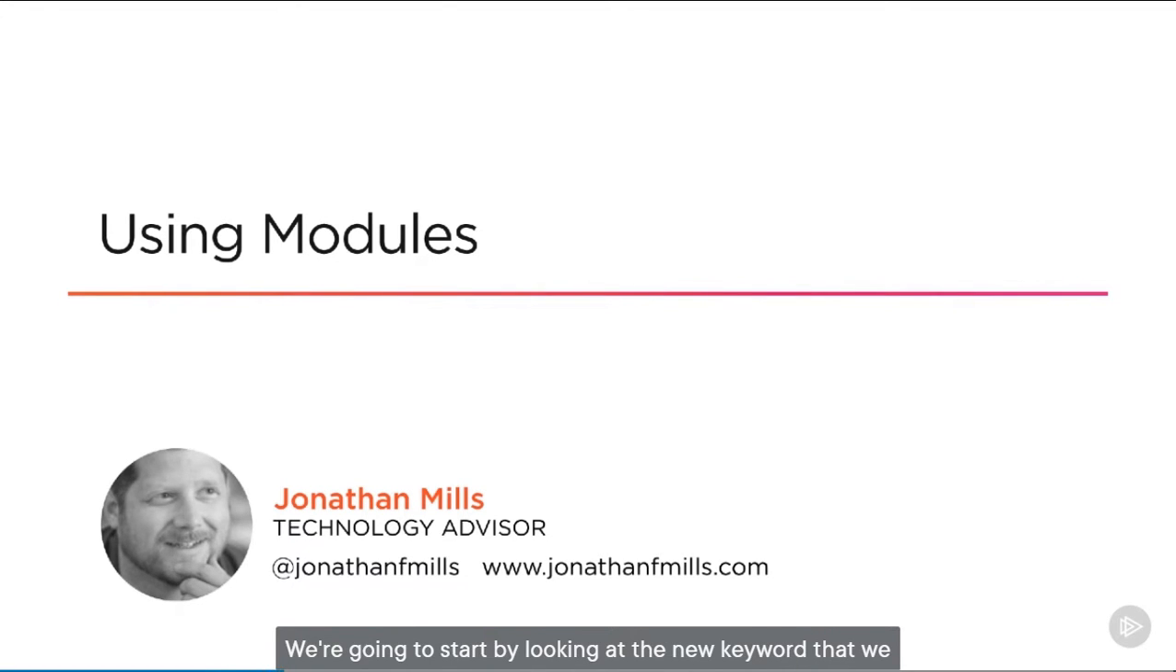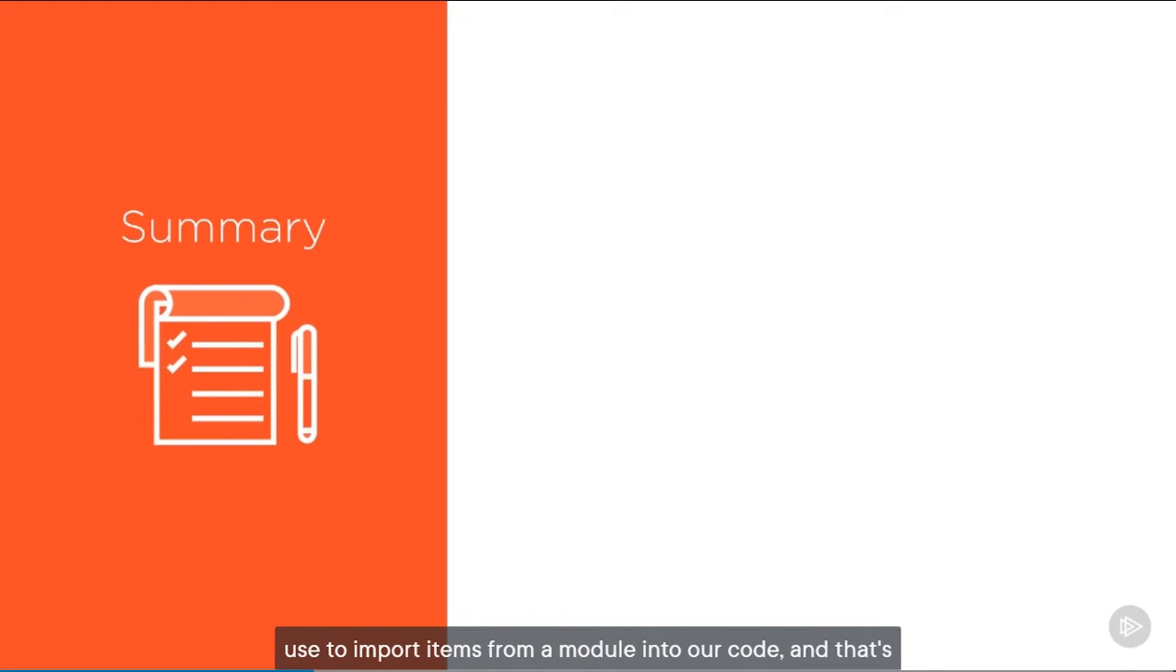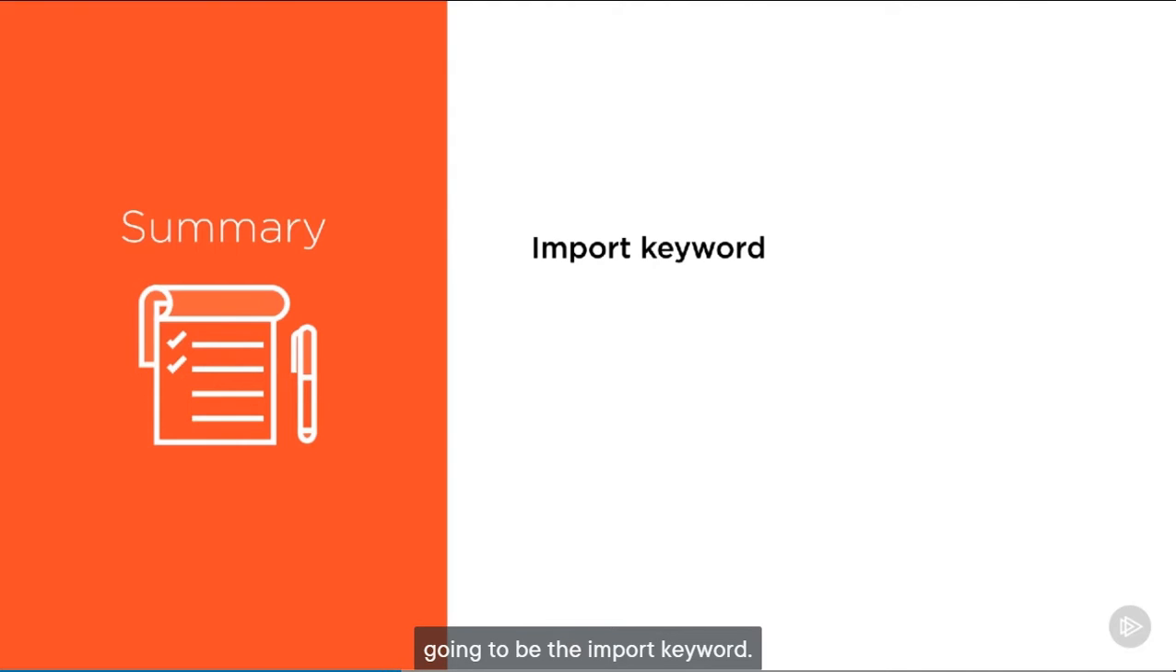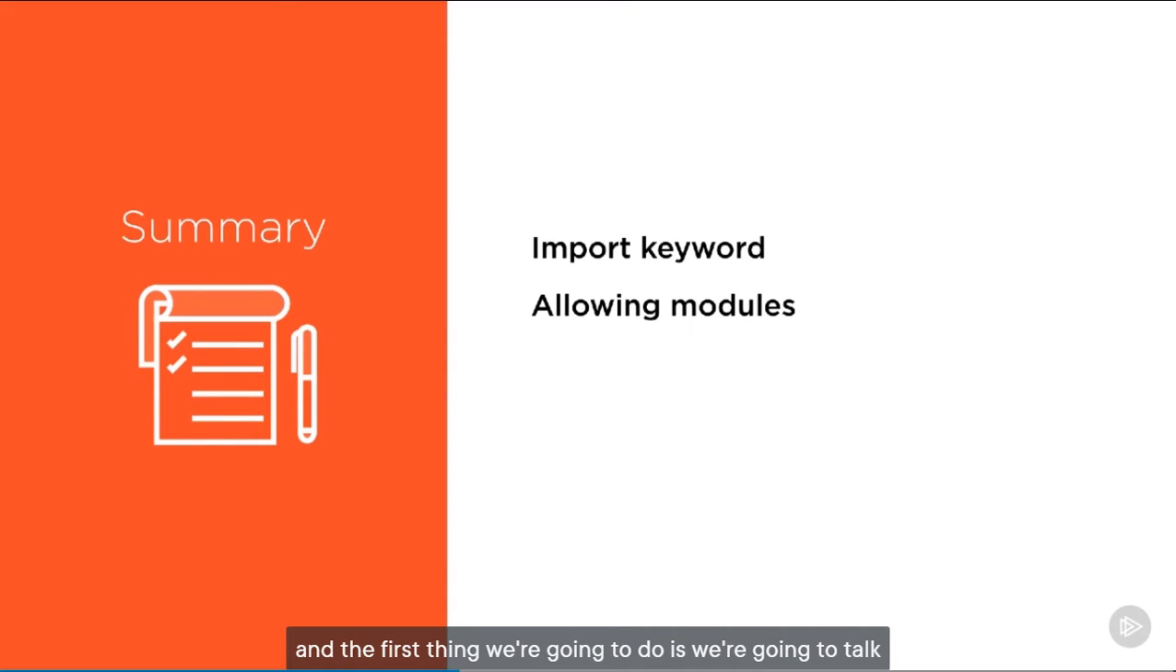We're going to start by looking at the new keyword that we use to import items from a module into our code. And that's going to be the import keyword. And there's some complexity to it. The first thing we're going to do is talk about actually being able to use modules. There are some things we need to do in our script tag that are going to allow that to happen. And we'll also look at compatibility, like what browsers allow you to do this and which ones don't.